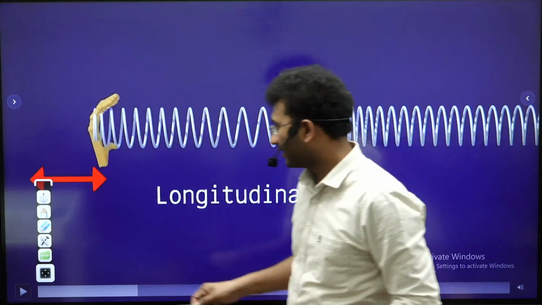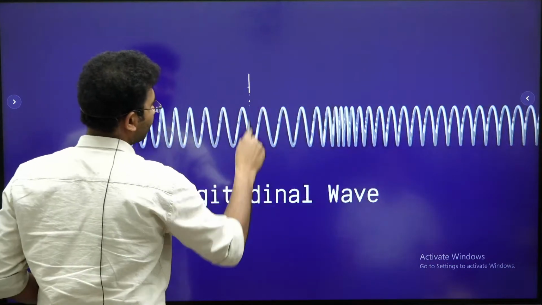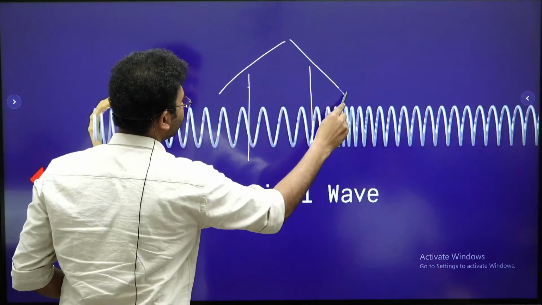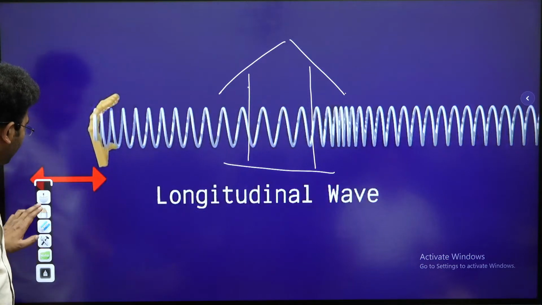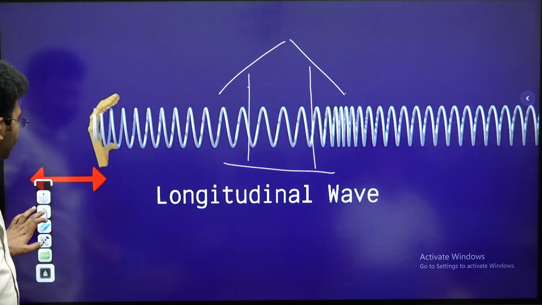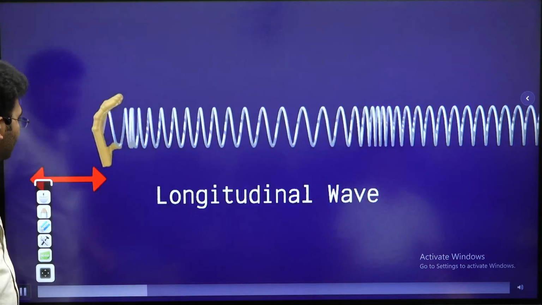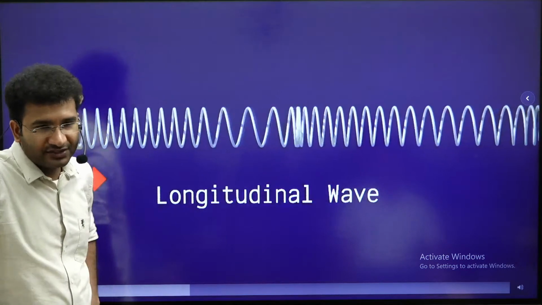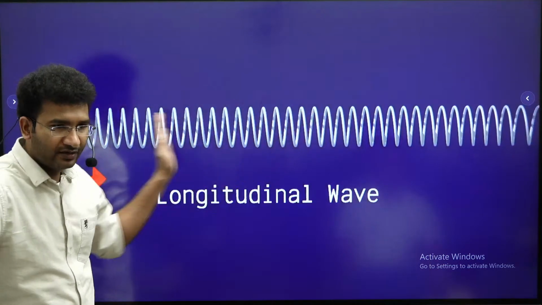Imagine that you have a house. Okay? Imagine that this is your house. Okay? When I press this again, it will go. Just a minute. This is how the shaking of the waves happen. Look, longitudinal waves, they are only moving in this direction.